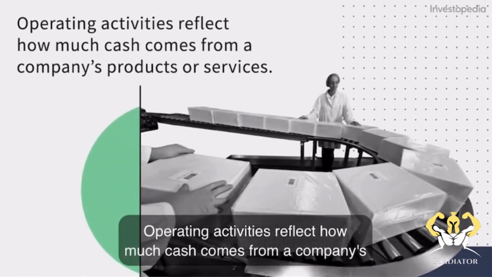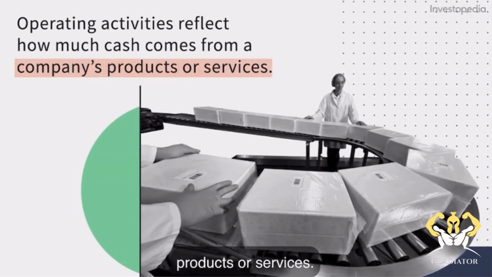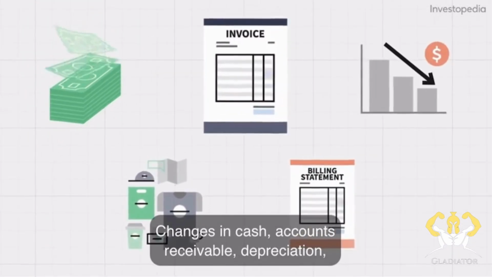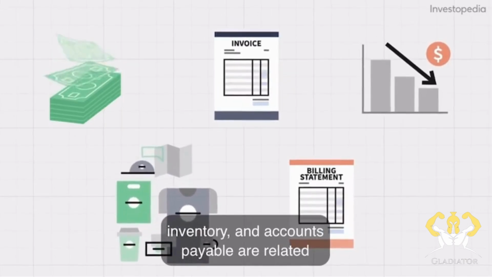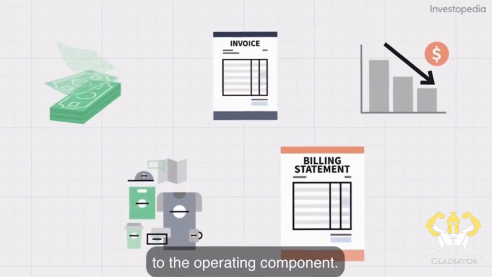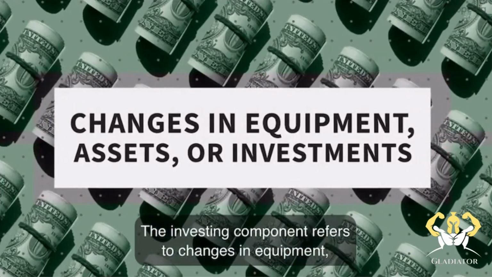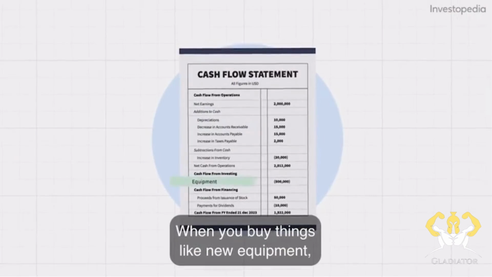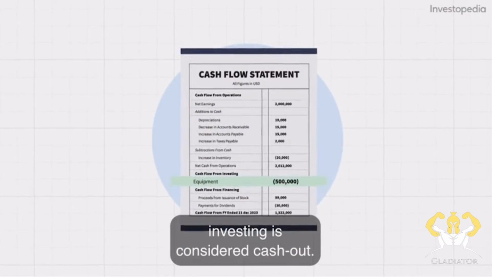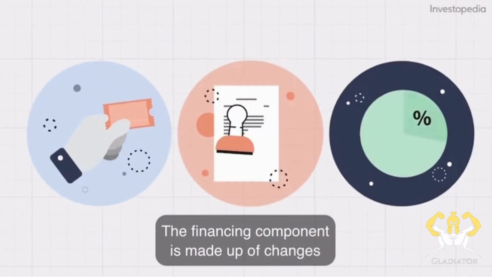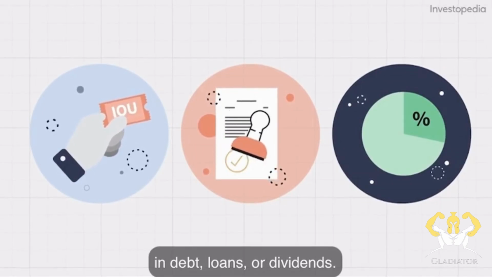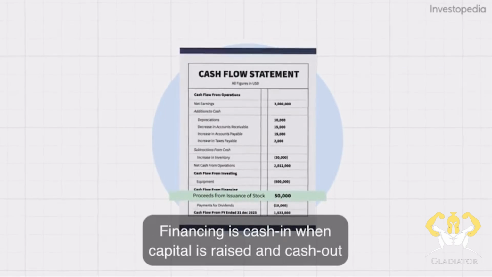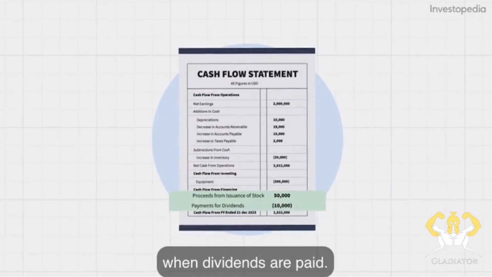Operating activities reflect how much cash comes from a company's products or services. Changes in cash, accounts receivable, depreciation, inventory, and accounts payable are related to the operating component. The investing component refers to changes in equipment, assets, or investments. When you buy things like new equipment, investing is considered cash out. The financing component is made up of changes in debt, loans, or dividends. Financing is cash in when capital is raised, and cash out when dividends are paid.